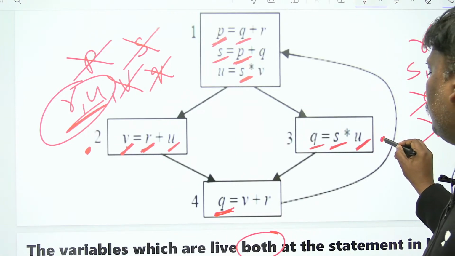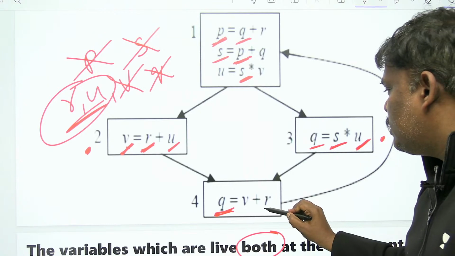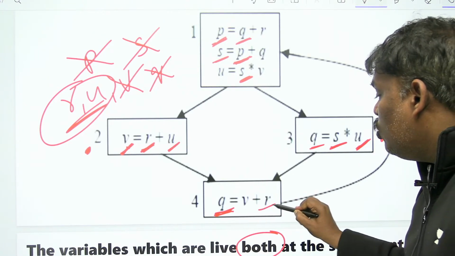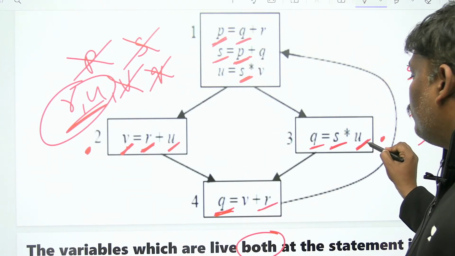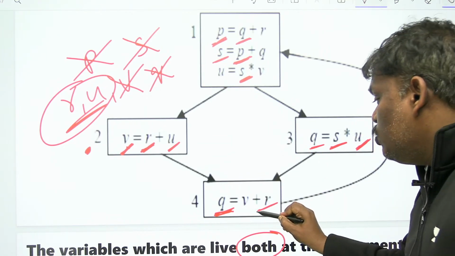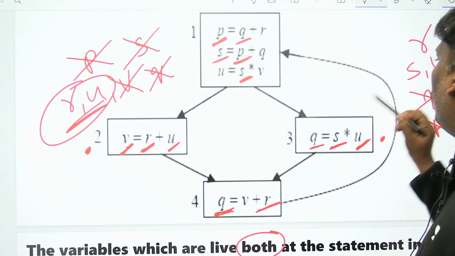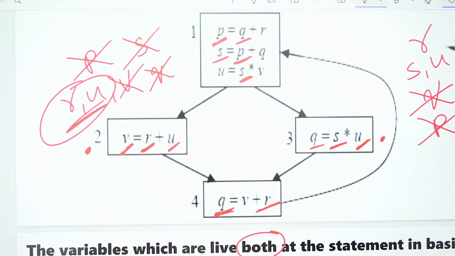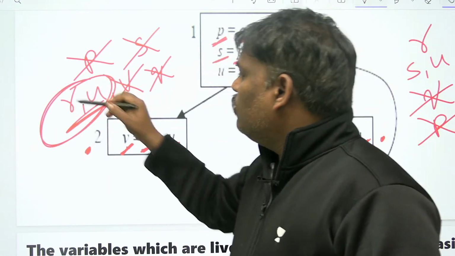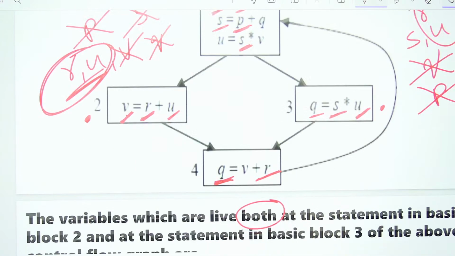Is R live at 3 or not? Let's check. Here R is not there. Here R is there. See the interesting answer. Here you are using R. From 3 to 4 there is a path. That's okay, R is used. That is also okay. And one more, old R only. I think no problem, R is also live. Problem over. Here R and U are live, here also R and U are live. You want both, both live.